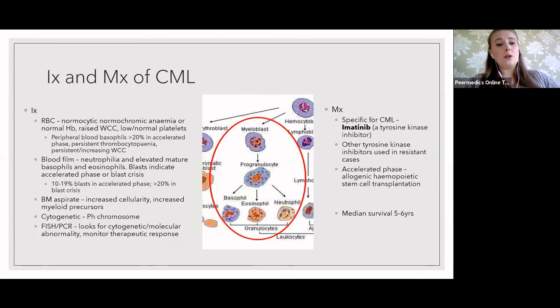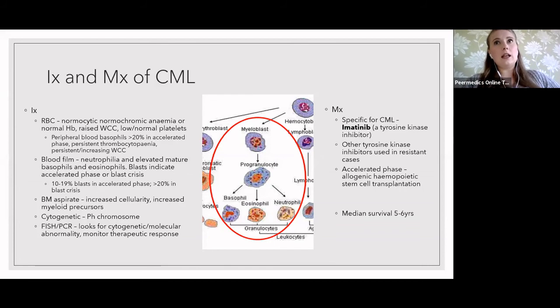So in a blood film, you'll find neutrophilia, elevated mature basophils and eosinophils. And if you see blasts, it's indicating that you've got the accelerated phase or a blast crisis. If there's about 10 to 19%, that's accelerated phase. About 20% is a blast crisis. You still want to do a bone marrow aspirate, and you're going to notice increased cellularity and more myeloid precursors. And then look for Philadelphia chromosome as well.